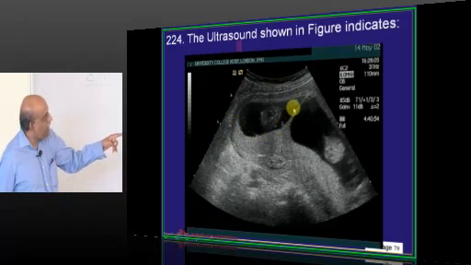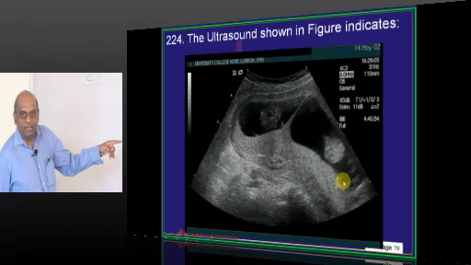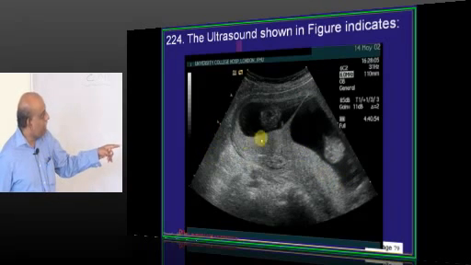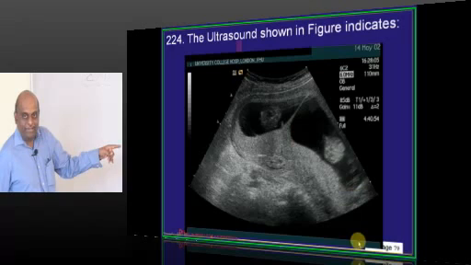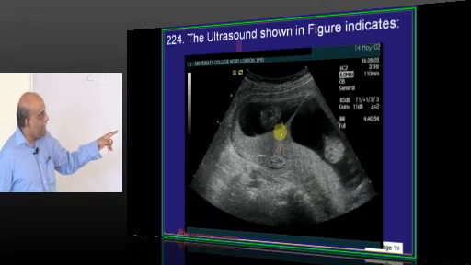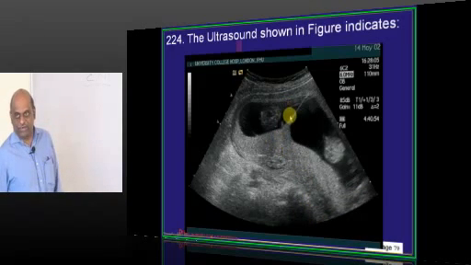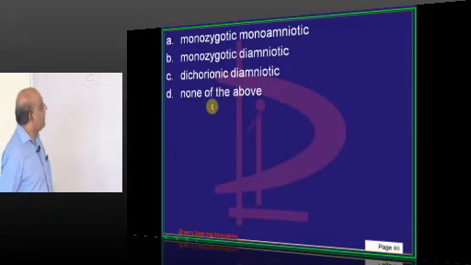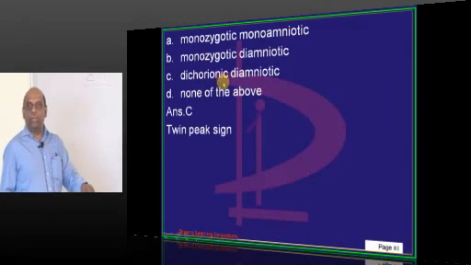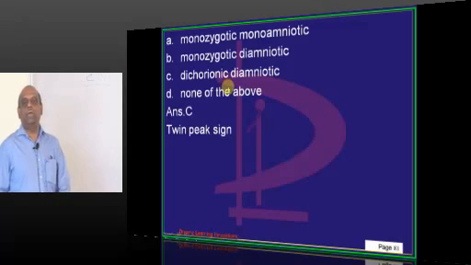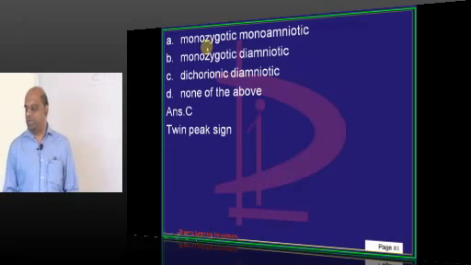You can see it is going up and then coming here and it is going like this. So this is what? The letter lambda. Whenever lambda or a twin peak sign, it is called twin peak sign, is found, then it indicates dichorionic, diamniotic twins is what you need to basically remember.